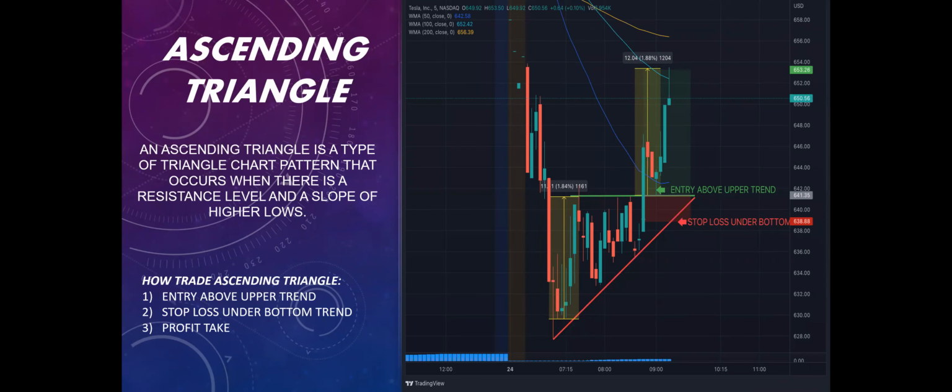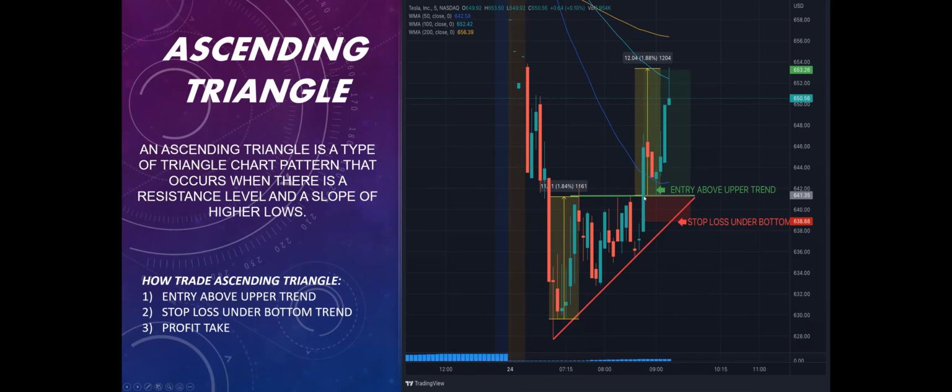An ascending triangle is a type of triangle chart pattern that occurs when there is a resistance level and a slope of higher lows. So again, you want to see higher lows and the same resistance level. Your entry should be once you break the resistance level or retest the resistance level, with a stop loss below the bottom trend line. So you want to see higher lows with the same resistance level. When I see higher lows and the same resistance level, okay, this is an ascending triangle.